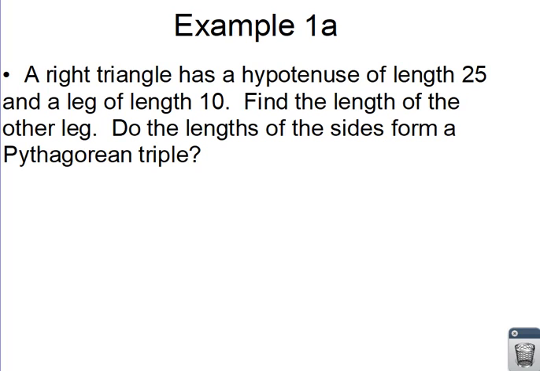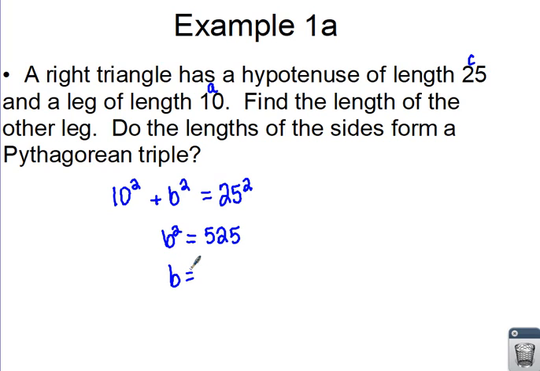Alright, this one didn't give us a picture, it just gave us words, but we can do it. It says a hypotenuse of length 25, so that's c, and a leg of length 10, so that's either a or b, it doesn't matter which. Find the length of the other leg, so we'll do a squared plus b squared equals c squared. And we're going to do some math. Alright, 10 squared is 100, 25 squared is 625, so we're going to take 625 minus 100, get 525. So then we'll take the square root of both sides, and you get 5 square root 21. Whether you do it by hand or you type it in a calculator, it should come out that way.